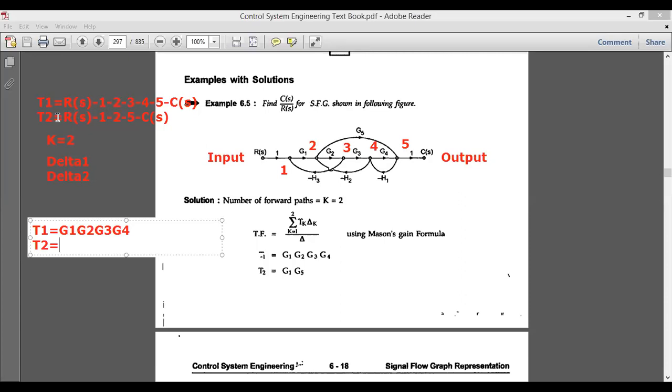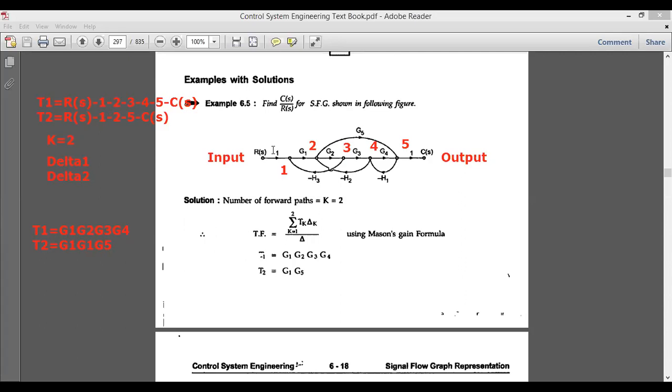Similarly, go for finding forward path number 2. Follow this rule: start from R of S, then point 1, point 2, point 5 and C of S. What is the gain at R of S? It is 1. At point 2 we have G1. Then between point 2 and point 5 we have G5. So we have G1, G2 and G5. This represents my forward path.